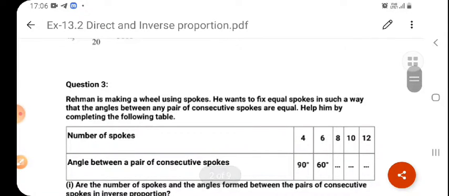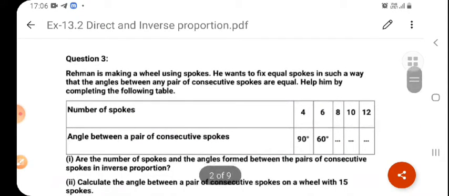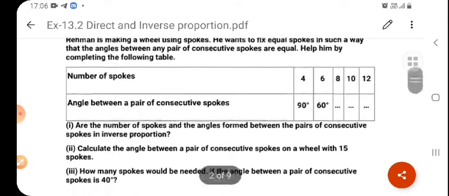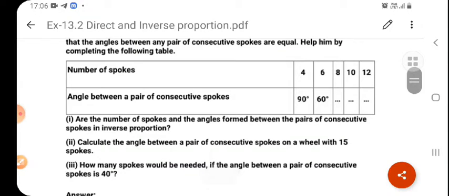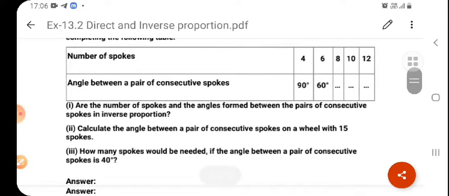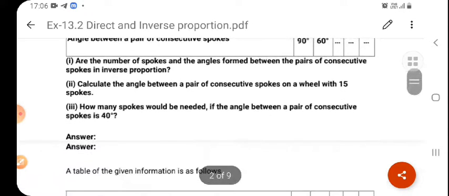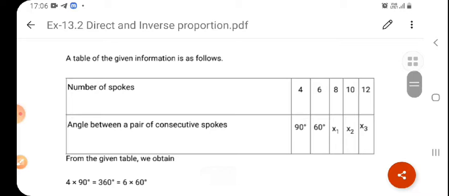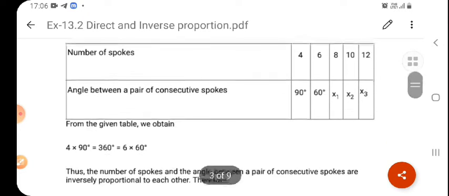Rahman is making a wheel using spokes. He wants to fix equal spokes in such a way that the angles between any pair of consecutive spokes are equal. Here also we have to complete the table. Are the number of spokes and the angles between the pairs of consecutive spokes in inverse proportion? You can see the table can be filled by assuming 8, 10 and 12 as x1, x2 and x3.